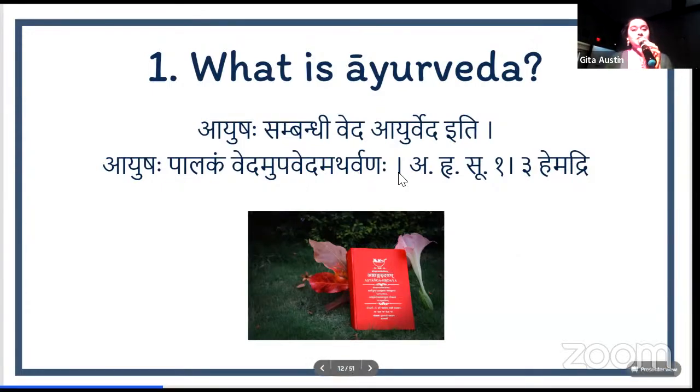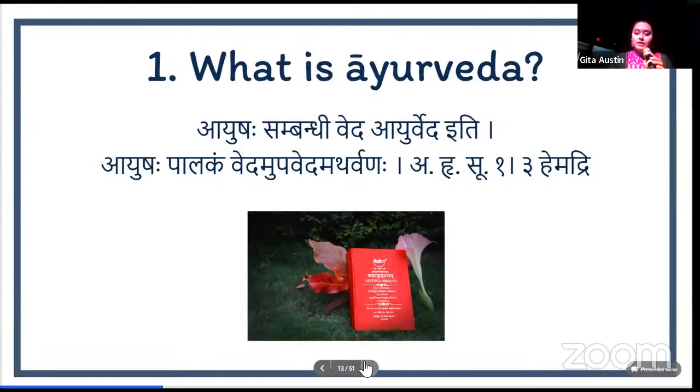Here it says Ayusha Sambandhi Veda Ayurveda iti. Ayusha Palakam Vedam Upavedam Atharvanaha. The same thing we talked about. It is an Upaveda of Atharva Veda. It's a section of Atharva Veda.